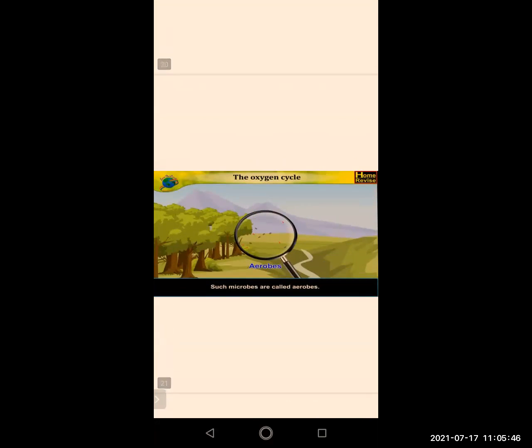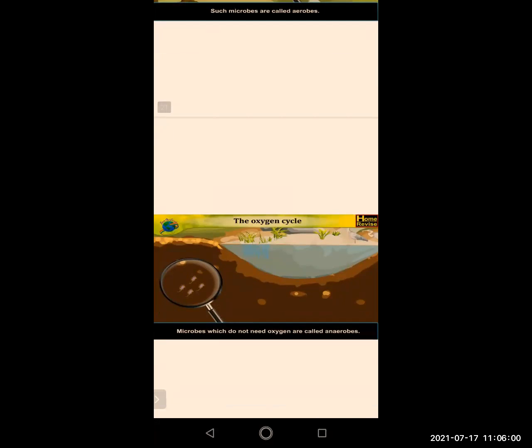Look, what is the difference between aerobes and anaerobes? Microorganisms which use oxygen for their survival are called aerobes. You need to mention this point, and you need to be familiar with all these points. What are aerobes and anaerobes? Simple definition: microbes which do not need oxygen are called anaerobes, meaning they do not need oxygen for their survival.